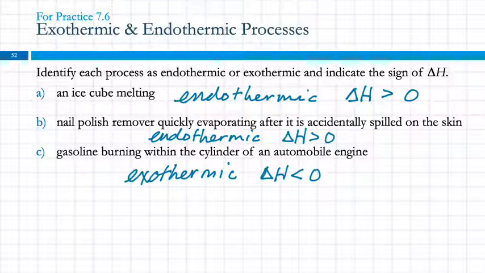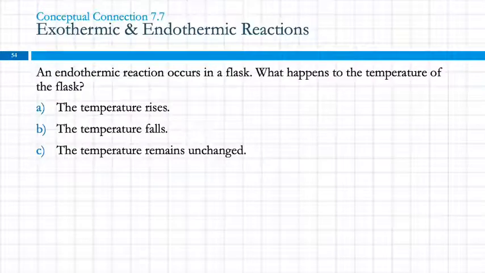A lot of times it's the surroundings that we can experience, like the nail polish evaporating from your skin. I could feel the acetone evaporating. My skin was getting cold. I could feel that happening. So what is that for my skin? My skin is losing heat. That's why it feels colder. Where's the heat going? It's going into the system. So it's endothermic for the nail polish, exothermic for my skin. You just gotta get them straight in your head. Once you get them straight, it's not too bad.